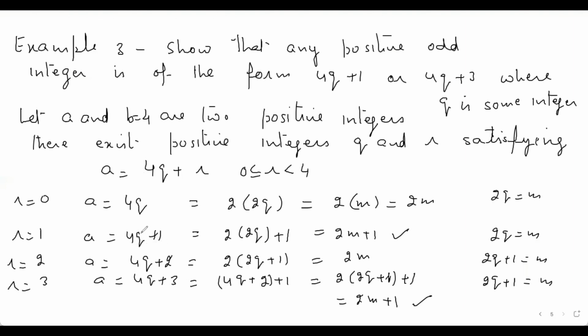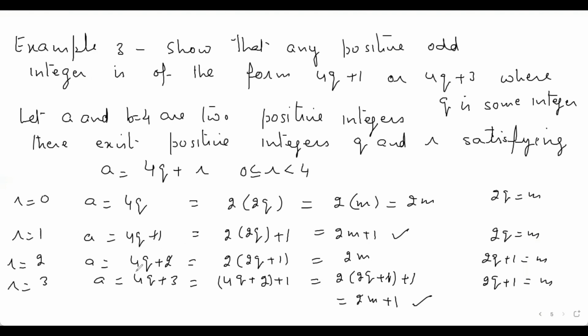So let me repeat this again. Now see here, this is 4Q. You can write it as 2 into 2Q. 2Q is M. So this is equal to 2M. When this is equal to 2M, it is an even number. Now here 4Q plus 1. So 4Q can be written as 2 into 2Q. We can write it as M or N or anything. So this is 2M plus 1. And 2M plus 1 means it is an odd number.